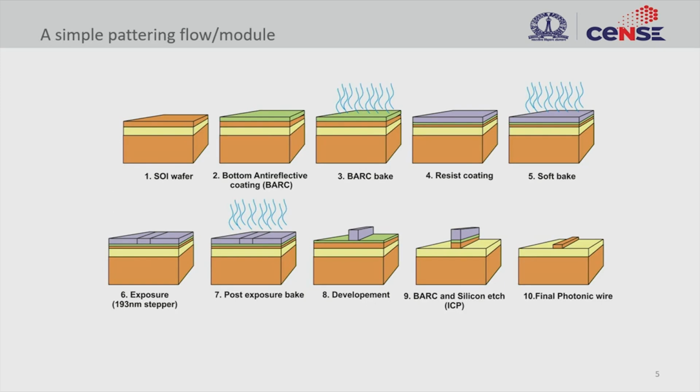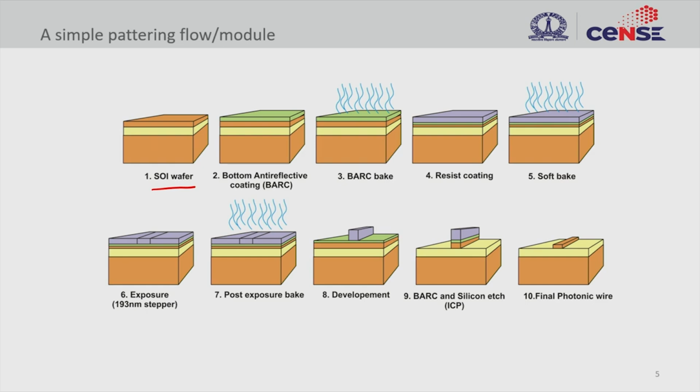So in order to visualize, normally a process engineer would make a flow cartoon like this. So you start with a silicon on insulator wafer. The first thing that you do is you coat the layer with bottom anti-reflective coating, and then you bake the bottom anti-reflective coating, and then you do a resist coating, in this case photoresist coating, and then after that you do a soft bake, right? This is the pre-exposure bake. And then you go for exposure, and this is the step where we illuminate the required structure, right, the required design onto the photoresist.